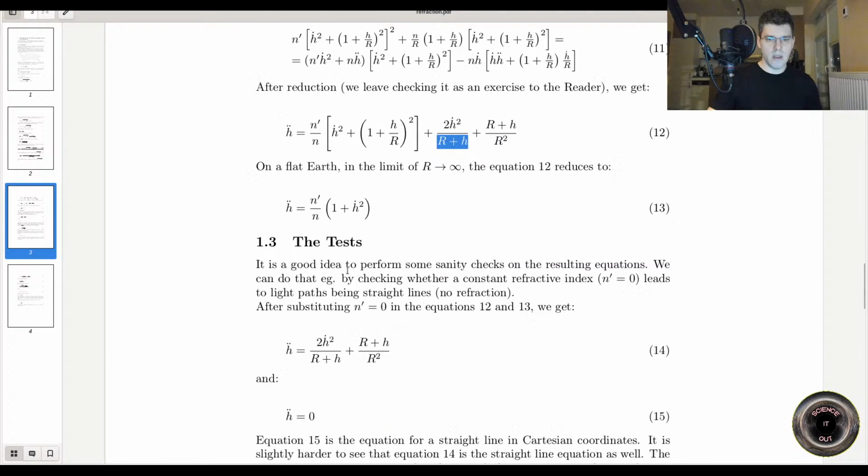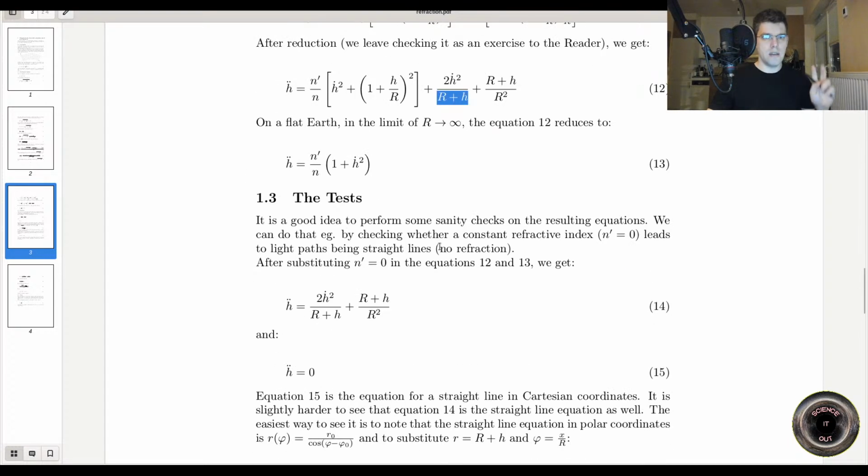And in this document I also put what I called tests, which are basically sanity checks.